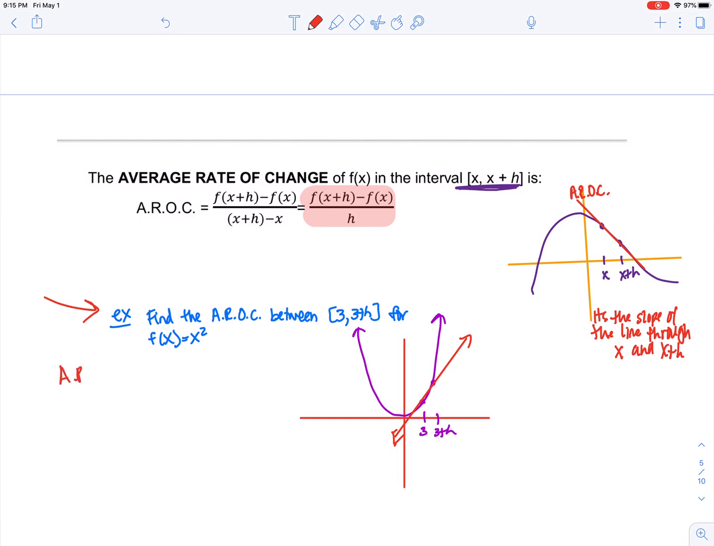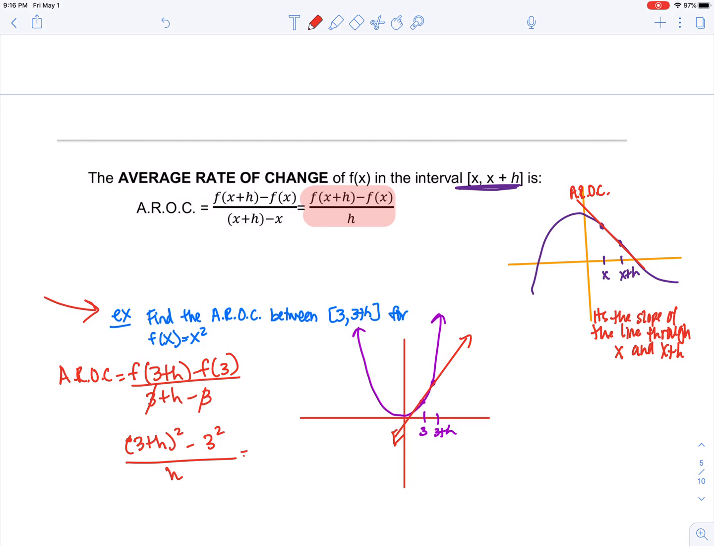So average rate of change is equal to f of x plus h, so it's going to be f of 3 plus h minus f of 3 all over 3 plus h, because x is 3, minus 3. So when I simplify this, our function is x squared, so I'm going to say this is 3 plus h squared minus 3 squared all over, and then those 3's cancel, so I get h.